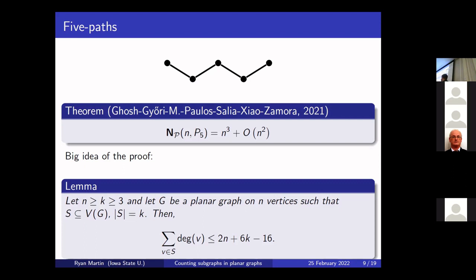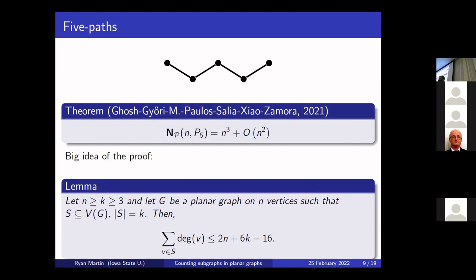And the big lemma here, which is one that I really haven't heard of, is very similar to the handshaking lemma for planar graphs, but it's quite a bit stronger. So you let n be greater than or equal to k greater than or equal to 3, and let G be a planar graph on n vertices such that you have a subset of k vertices, k at least 3. And then you have this front-loaded degree sequence. So not only is the number of edges bounded, but if you take a small subset of vertices, say 20, then the sum of the degrees is 2n. Even though the sum of the degrees overall could be as high as 6n. But if you just pick 20 vertices, it's going to be 2n.